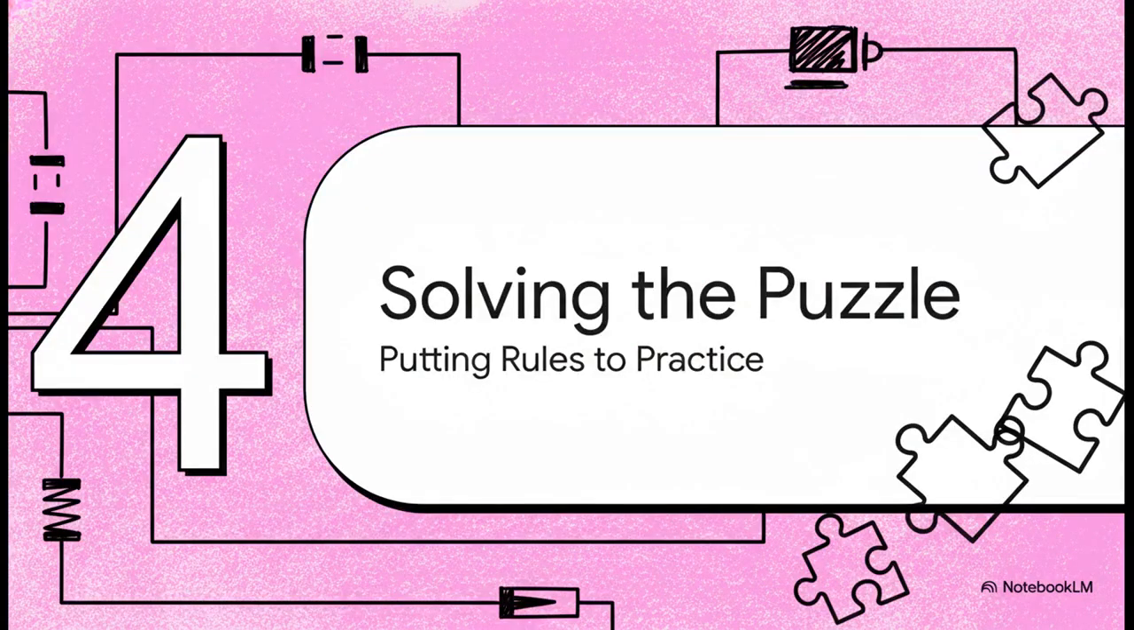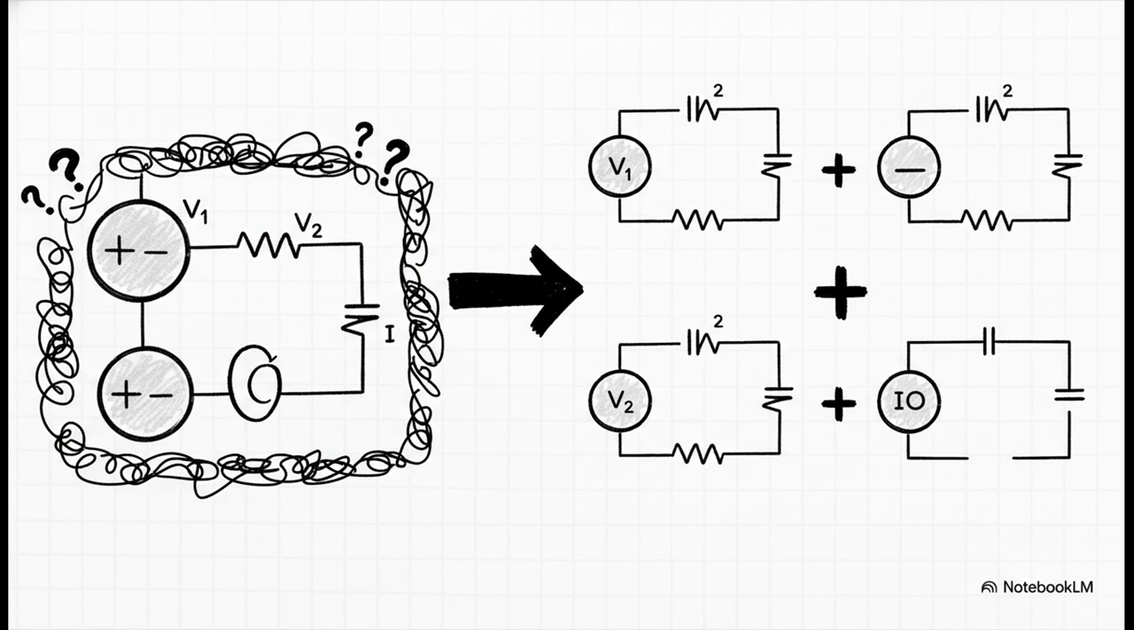All right, so now we've met the components and we know the two unbreakable rules of the road. So how do we actually use this stuff to figure out what's going on in a circuit that looks kind of complicated? Let's put these pieces together and solve the puzzle. So imagine you have a really messy circuit with a bunch of different power sources all pushing and pulling at the same time. How do you even start to analyze that? Well, you do what you do with any big problem. You break it down into smaller, simpler pieces. And in electronics, we have a really clever trick for this called the superposition theorem.